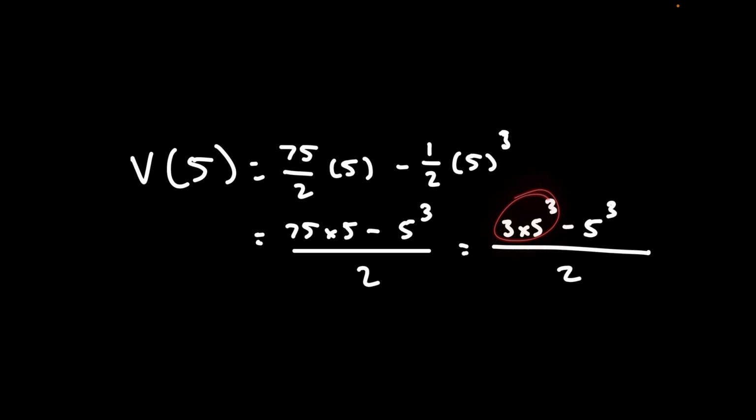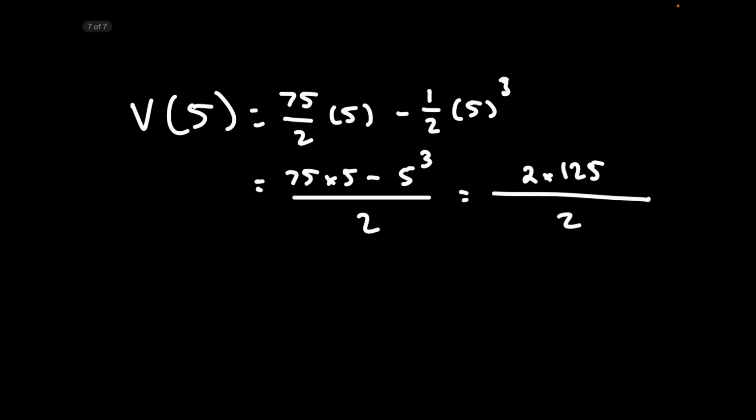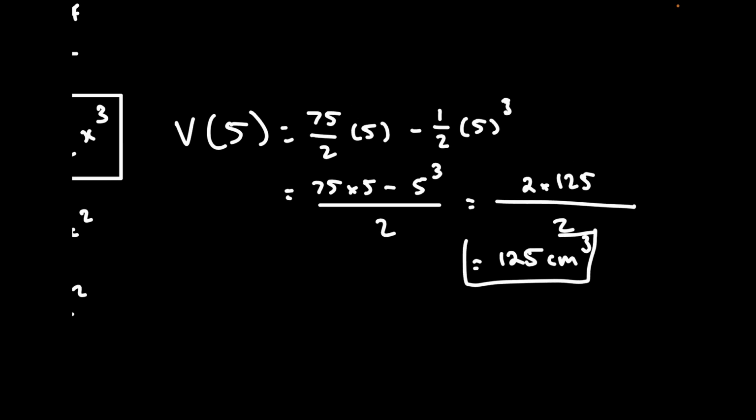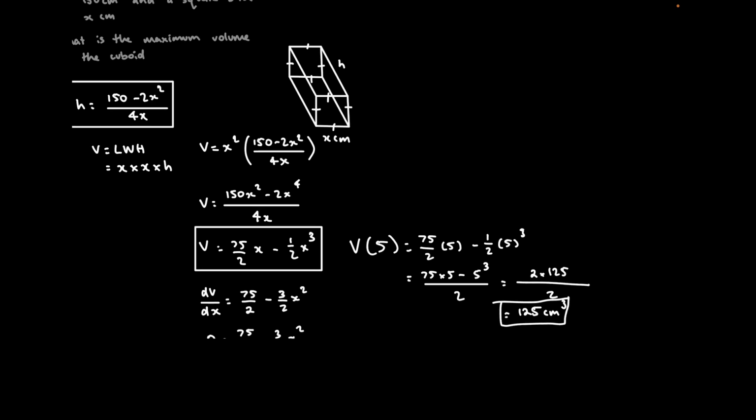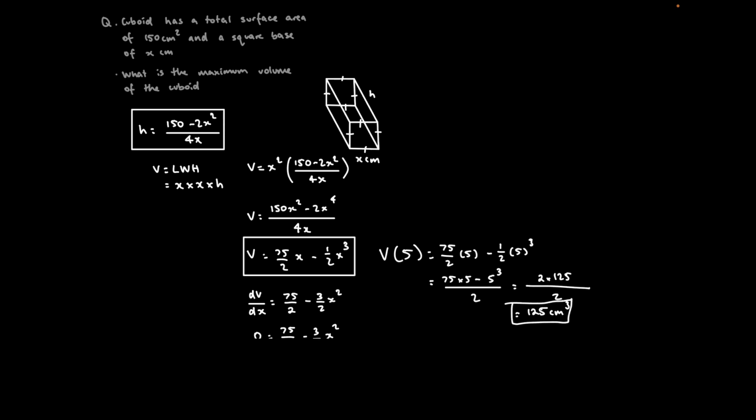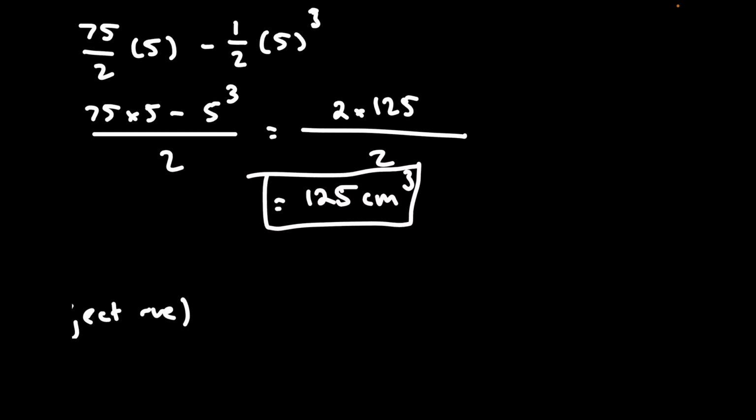So 3 times 5 cubed minus 5 cubed is the same as 2 times 5 cubed. And 5 cubed is just 125. So the final answer would be 250 divided by 2, which is just 125 centimeters cubed. So this is the final volume of the cuboid that gives us the maximum volume. So the maximum volume is 125 centimeters cubed.